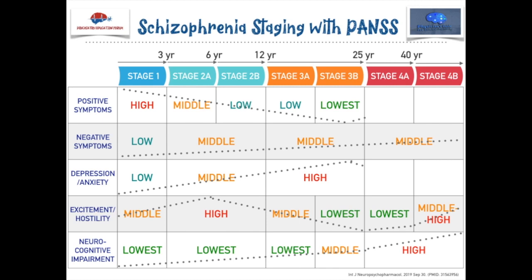So they mentioned that by the end of 4B, negative symptoms are replaced by excitement and hostility as a second common symptom after neurocognitive impairment. Regarding depression and anxiety, they continue to decline from 4A to 4B, and they are the lowest by 4B. And the positive symptoms continue to stay low, may go to middle, but they still remain on the lowest part. So this is our full table.